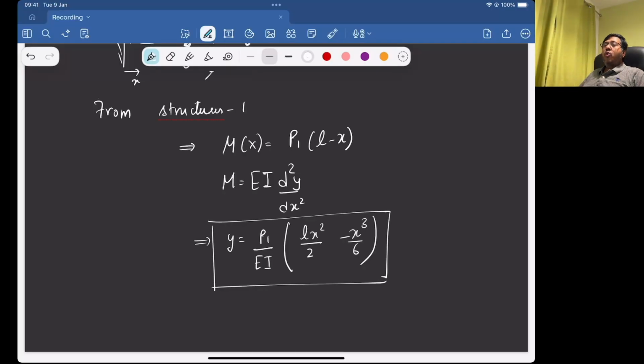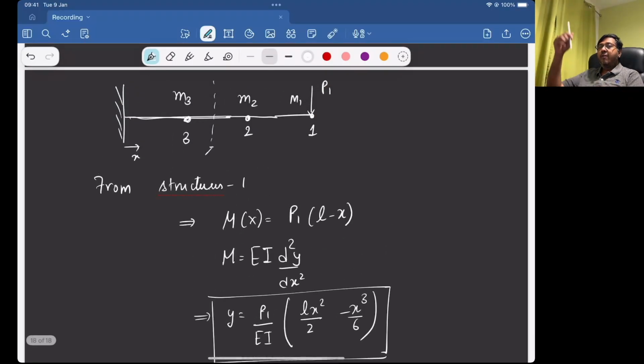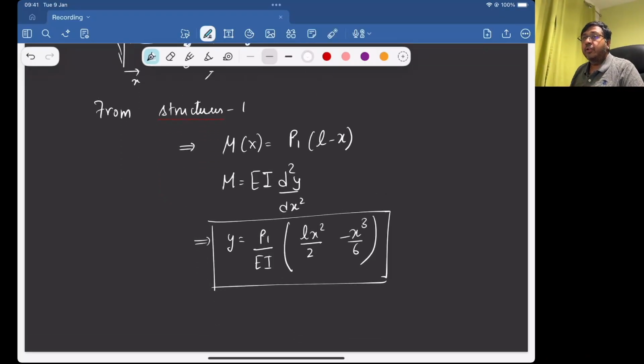I'm not going to derive how we got this. What I would request you to do is go back to your Structures 1 module where you did beam deflections and try to understand how to get the deflection at any point if you have a point load. If I have a point load, I can find the deflection at any point in the beam. So if I know the deflection y at any point, then I can do y by P1. That would give me my flexibility coefficient.